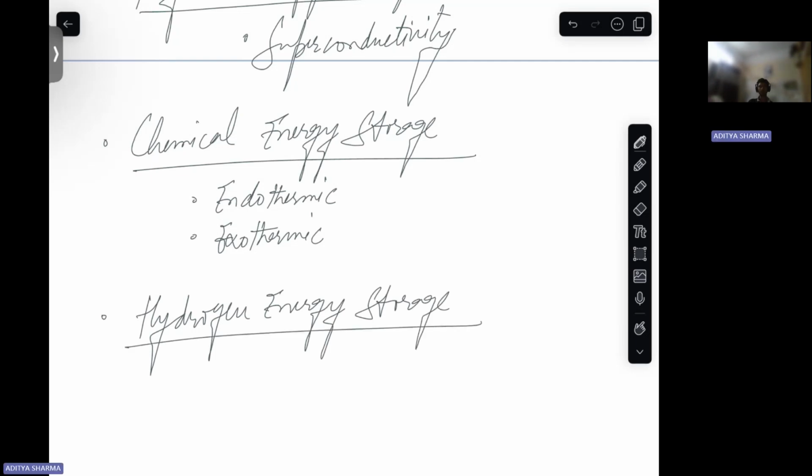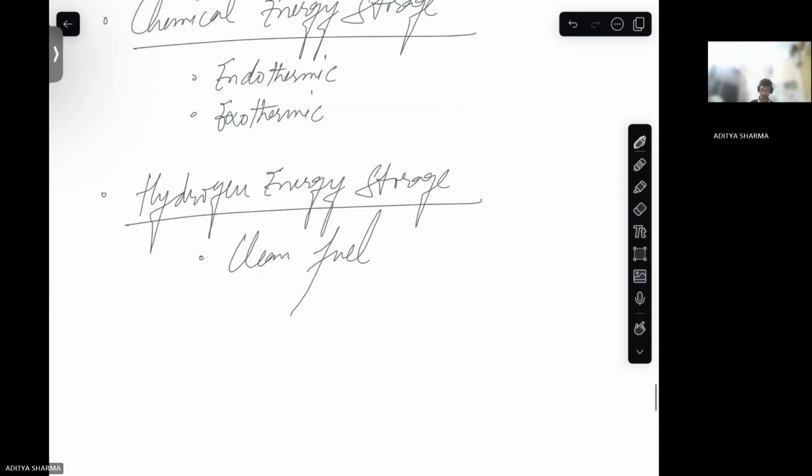Then is your hydrogen energy storage. So hydrogen, first of all, is a clean fuel. When hydrogen oxidizes, it gives rise to water. That's why it's a clean fuel, right? But it is also highly inflammable.